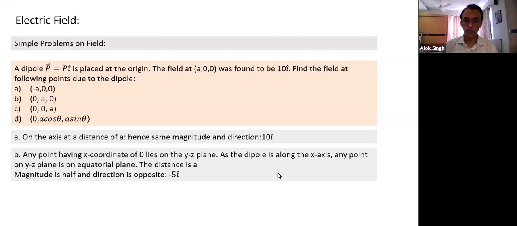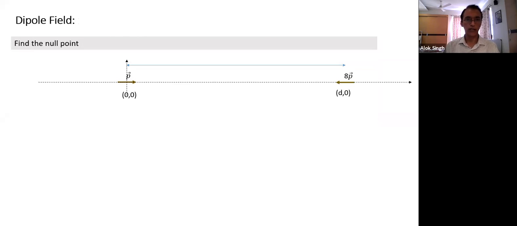Simple question. Axis: 2kp/r³; equatorial axis: minus kp/r³. Two dipoles are placed. One dipole is p and the other is 8p pointing in the opposite direction. The distance between them is d. Can we find the null point here? Do we recall what the null point means?